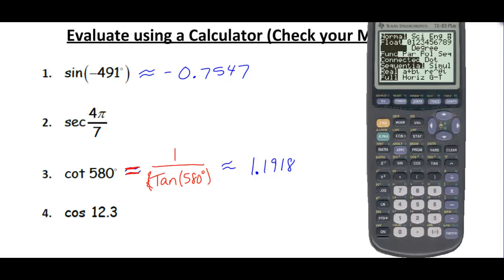Now again, remember the only time we have to worry about changing this mode is if we're hitting these 3 buttons. If we're not touching these 3 buttons on our calculator, it doesn't even matter what mode you're in. It won't affect any of your other problems.